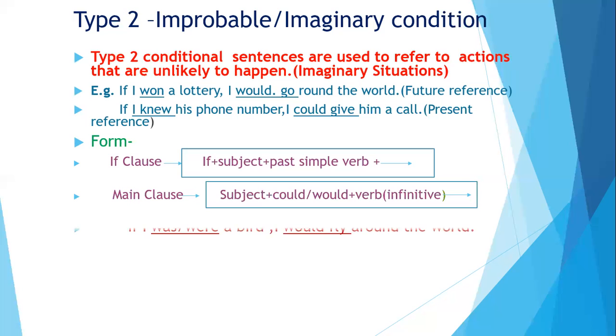Well, let's look at another example. If I were a bird, even if your subject is singular, you can use were here. I would fly around the world. That is also an imaginary situation.